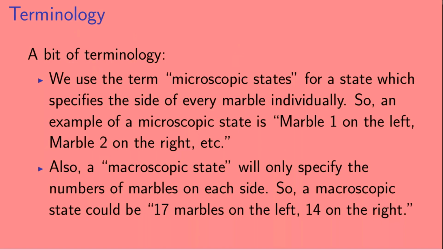Okay, let's pause for a bit of terminology. We use the term microscopic states for a state which specifies the side of every marble individually. So an example of a microscopic state is marble 1 on the left, marble 2 on the right, etc. Also, a macroscopic state will only specify the numbers of marbles on each side. So a macroscopic state could be 17 marbles on the left, 14 on the right.